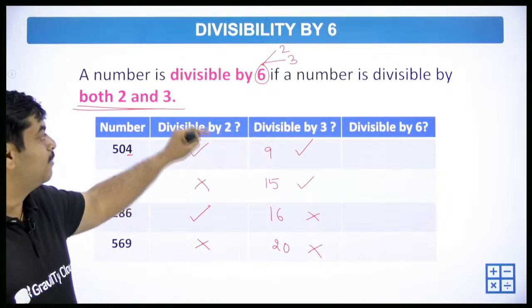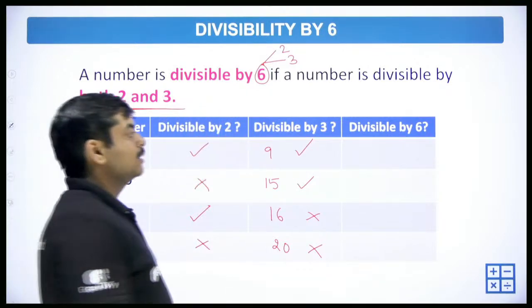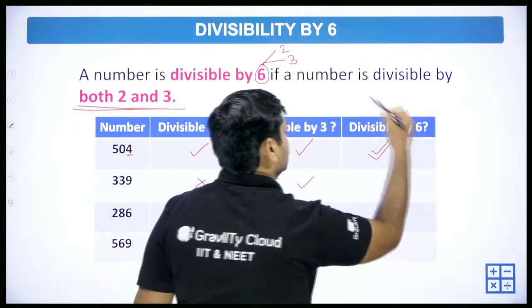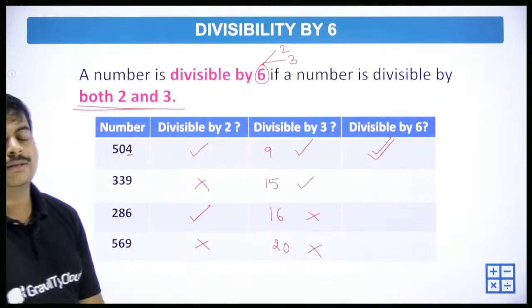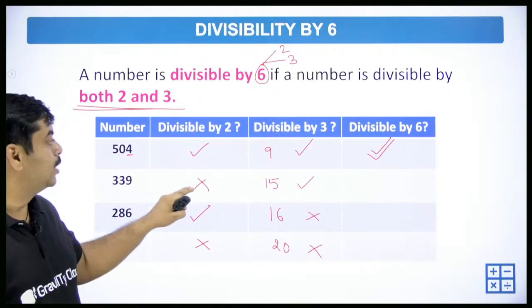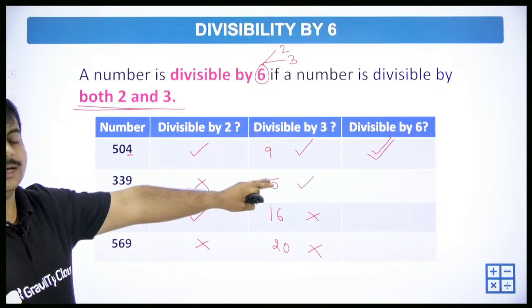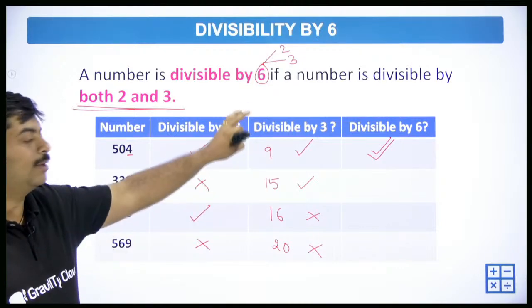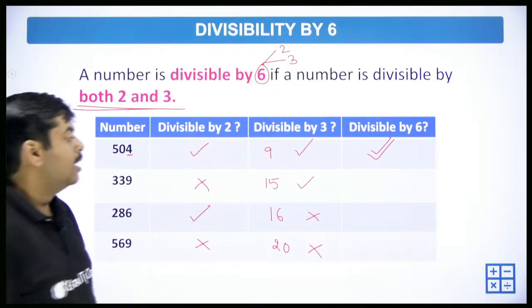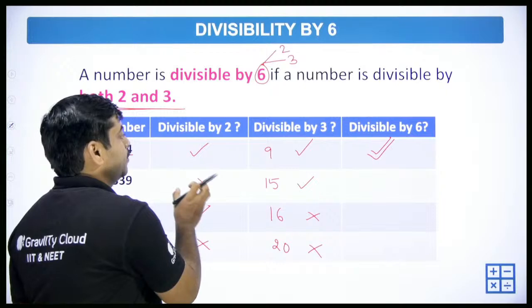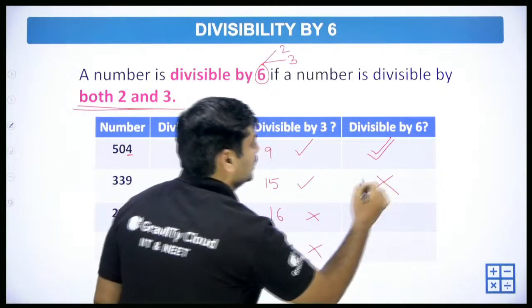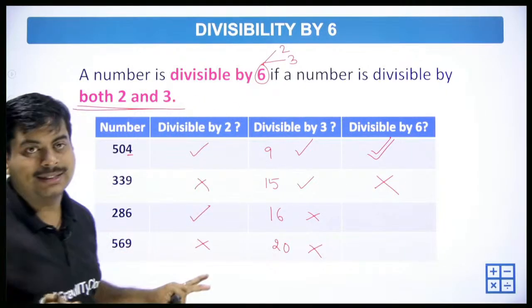it is divisible by 2 as well as 3. It is completely divisible by 6. Okay. What about divisible by 2 and 3? Okay. So as it is not divisible by 2, we can straightforwardly say that it is not divisible by 6.